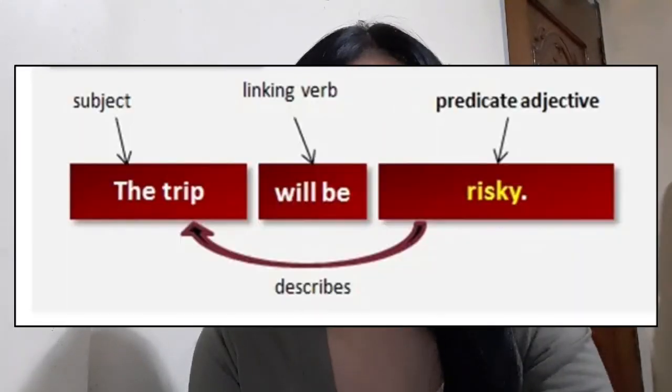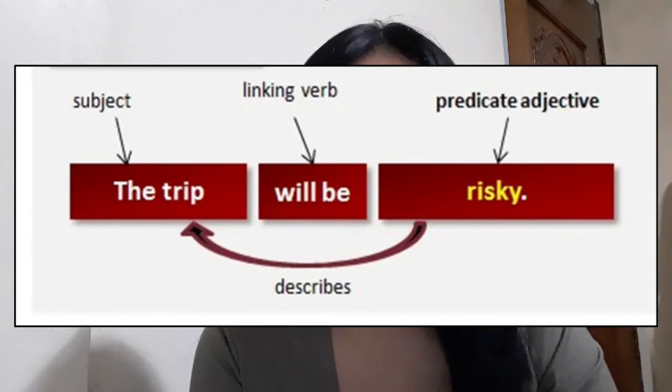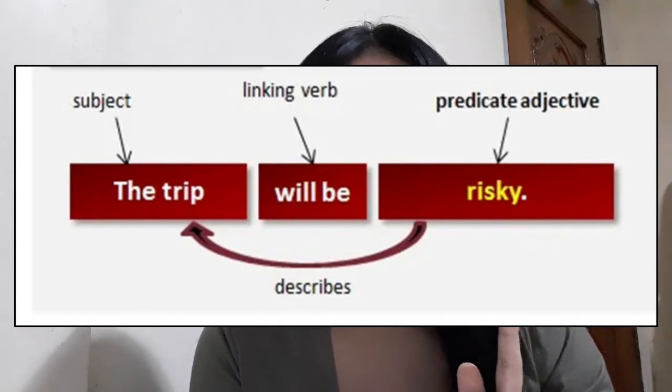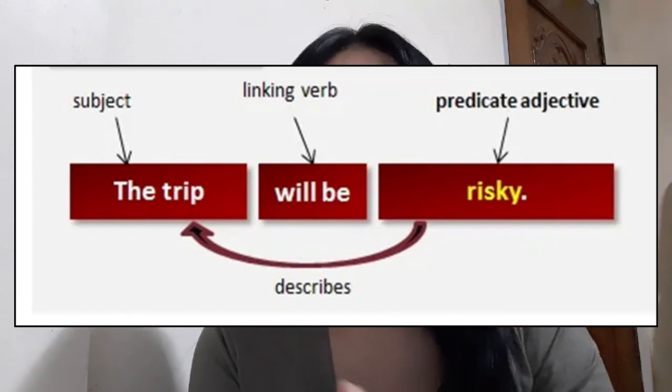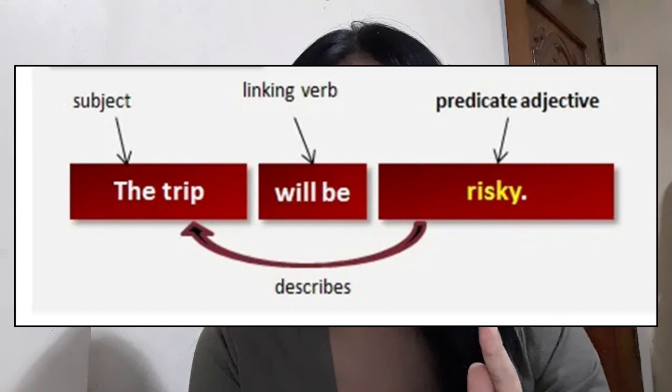So another example is the trip will be risky. So again, the trip is the subject and the risky is the predicate adjective which modifies or describes the subject, and will be is the linking verb.